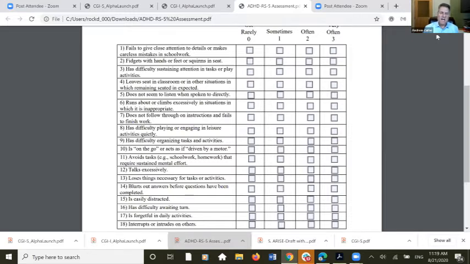Item 7, does not follow through on instructions, fails to finish work. Now, this is different from procrastinating or not starting things, which will come up in another item later. This one is they start, but they get off track. And so one way of probing this is, do they get off track when doing homework? Will they start the homework but not finish the assignment, or get off track doing something else?